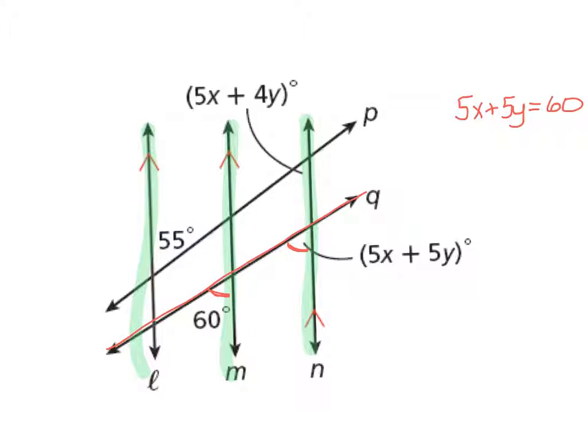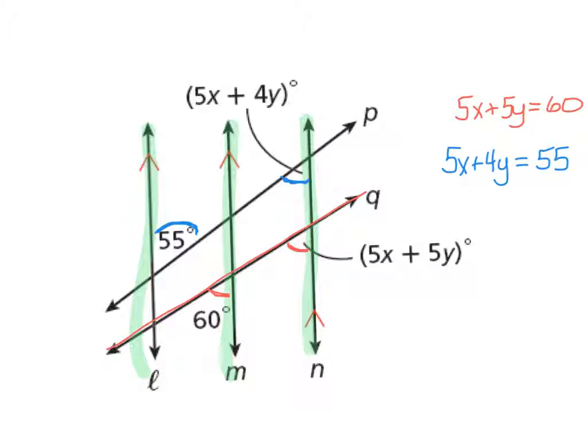Yeah? Okay, what relationship can I set up between this angle and this angle? Ignore that middle line. What's the relationship between those two angles? Almost alternate interior. Good. And what's true about alternate interior angles if the lines are parallel? They're congruent. So I can say that 5x plus 4y equals 55. And that would be alternate interior angle theorem.